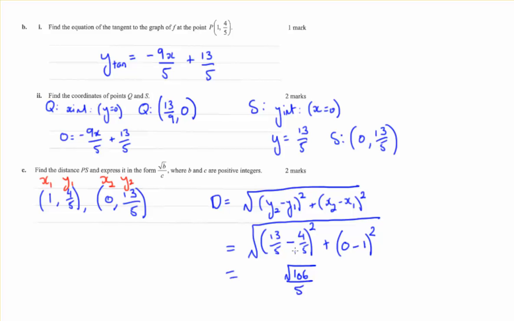Now, check your question. Check if there are units. There aren't in this case. But, I mean, it's a distance, so show you know what you're talking about. Write units. So that way, when you write your answer, you're saying, I understand it's a distance. I've got B and C as positive integers. And you're just ticking all the boxes there. You're showing what you know.